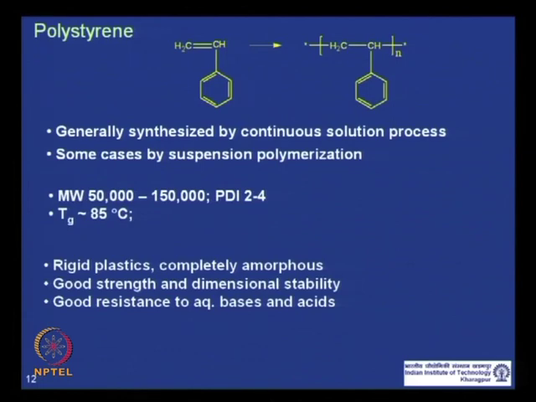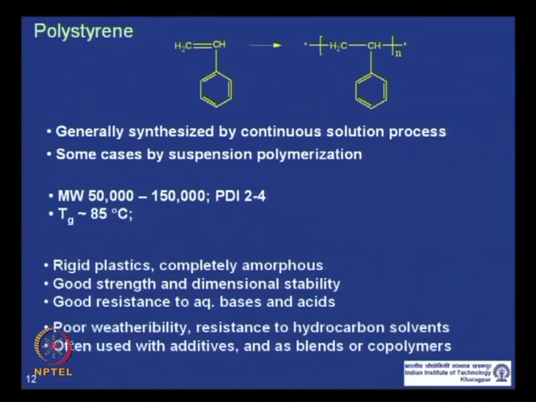But there are some disadvantages in the polystyrene structure too. Because it is an aromatic structure, it has poor weatherability, that means it absorbs UV light and becomes yellow. And it is soluble in hydrocarbon solvents, so its resistance to hydrocarbon solvents is poor. So often polystyrene is used with a UV stabilizer, and also as a component or as a blend with other polymers, or as copolymers with other monomers. For example, at the beginning of the emulsion polymers, we talked about acrylonitrile butadiene styrene rubber, or butadiene styrene rubber as such. These are examples of copolymers.